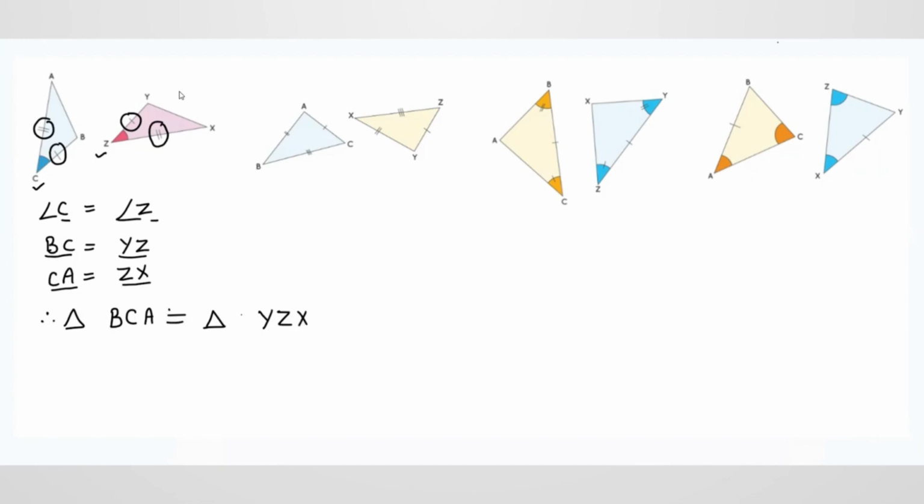So which criterion we are using here? We are using here side, angle, side. So we can write on here because of side, angle, side criterion, triangle BCA is congruent to triangle YZX.